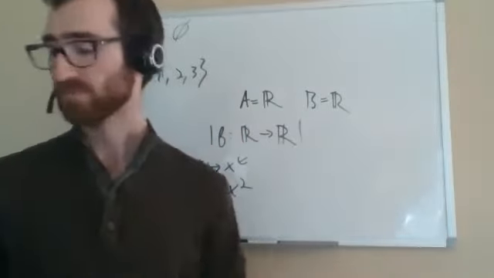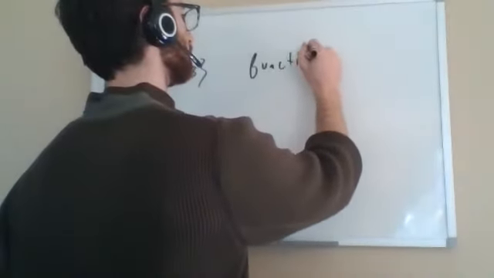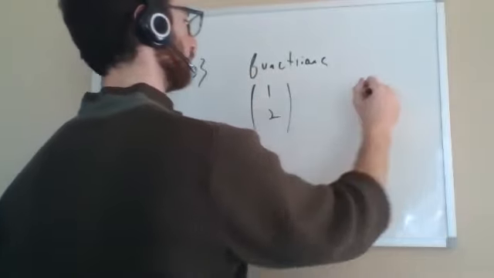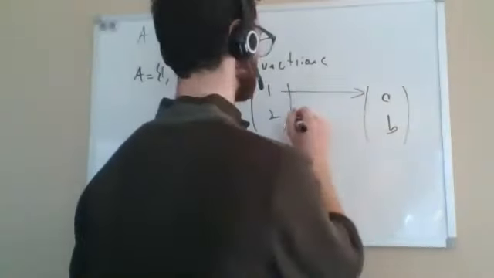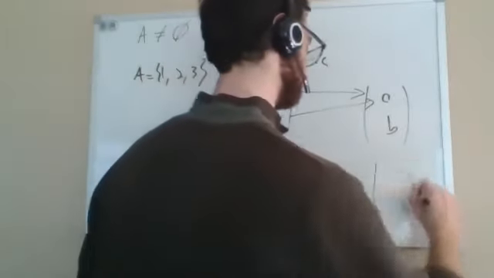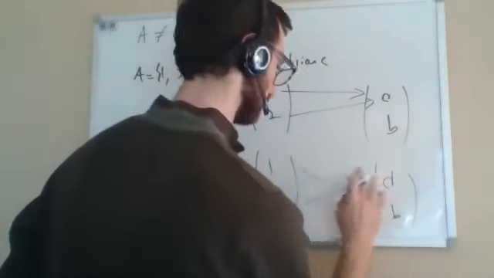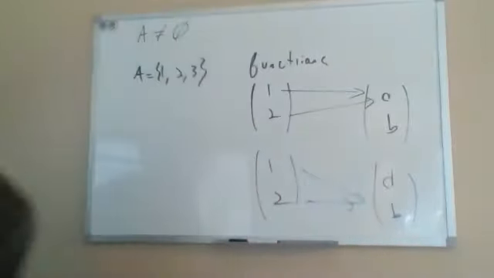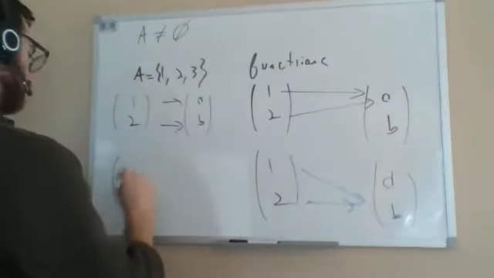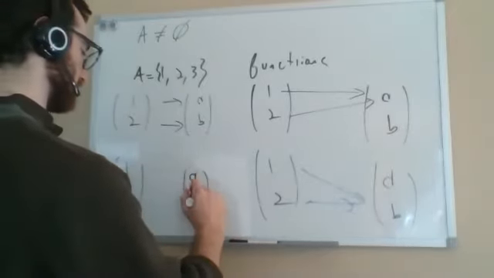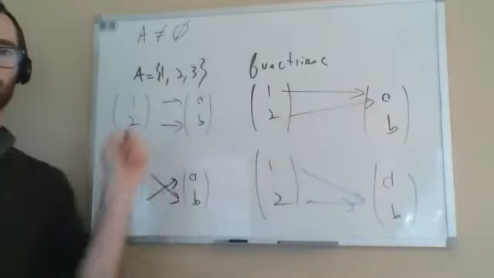But let's look at a different example. Let's think about all the functions from {1, 2} to {a, b}. There's going to be one function that sends both things to a, one function that sends both things to b, one function which sends them right across, 1, 2 to a, b, and one function which sends them crossways. So from a set with 2 elements to a set with 2 elements, there are 4 functions.